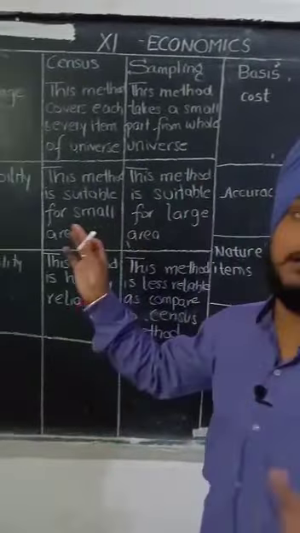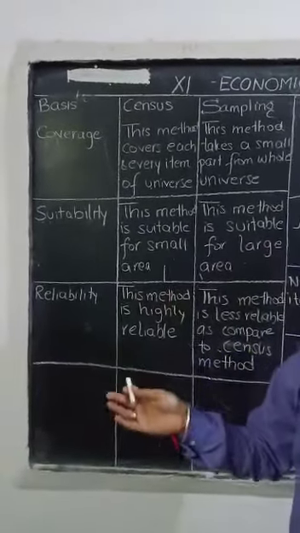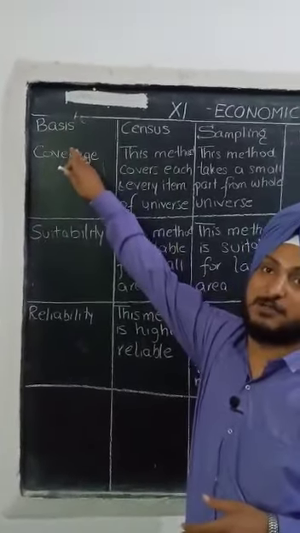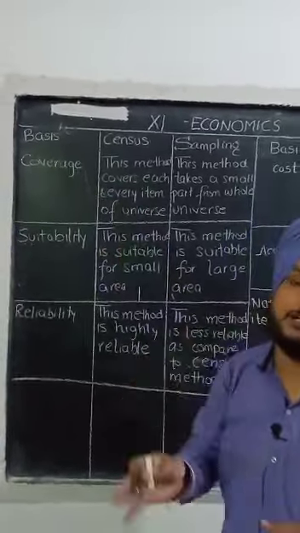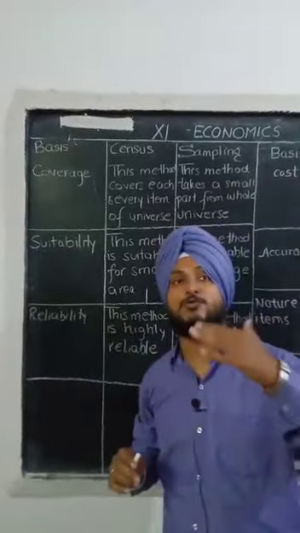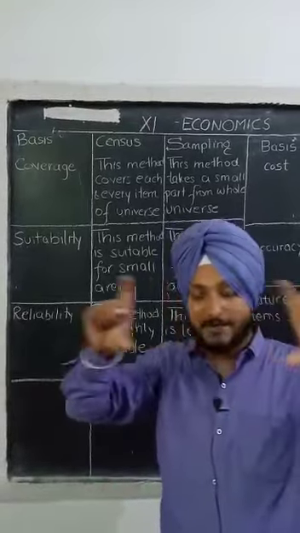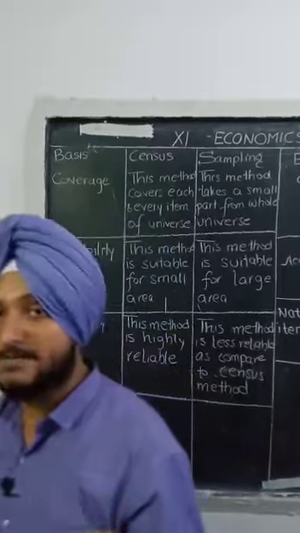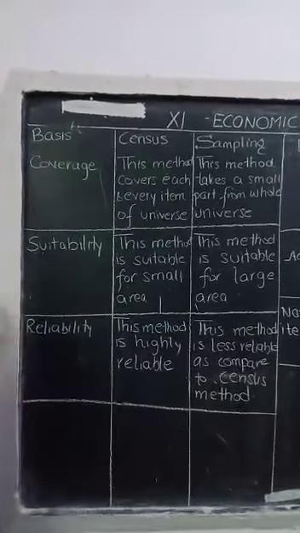We have distinguished our blackboard in order to make it clear. So first is on what basis we are differentiating census method and sample method. And heading, students, you have to make on your own. Write down a big heading: what are the differences between census method and sample method, a comparative study. Okay, students, now note it down.